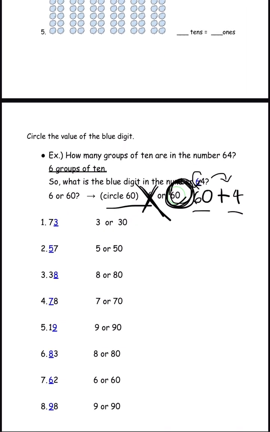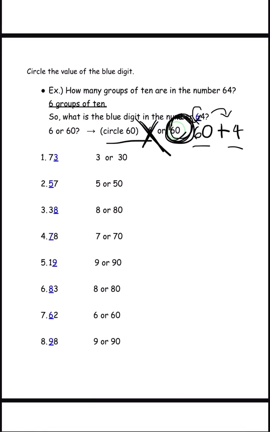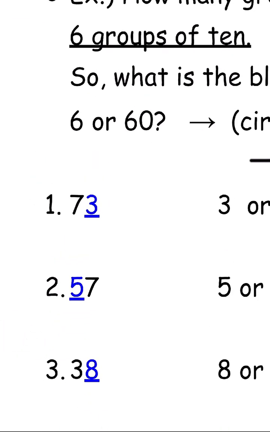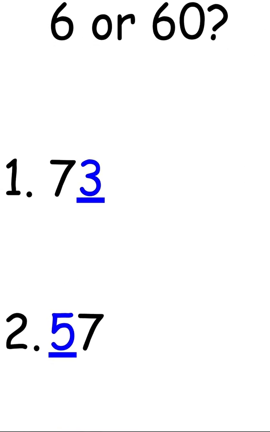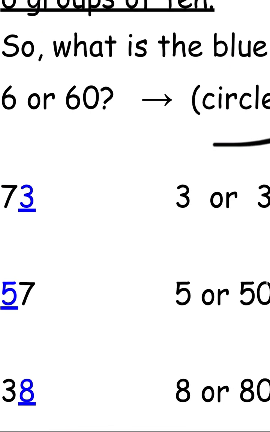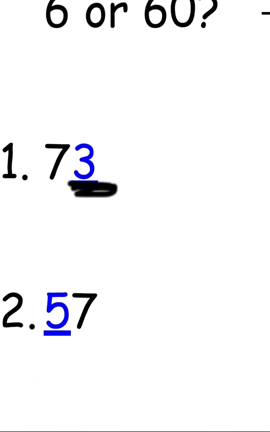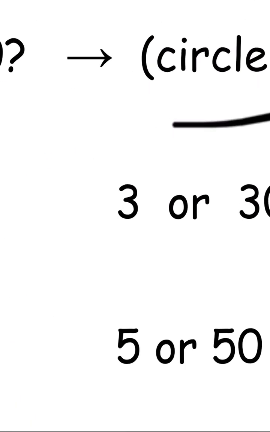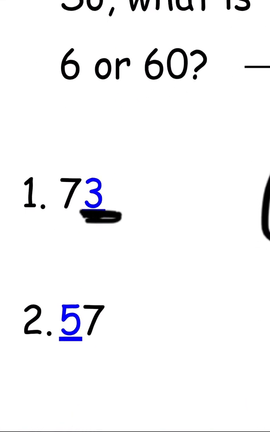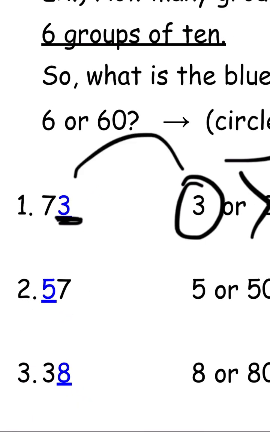Okay. Let's look at number 1. So if you look at number 1, where's 3? Which place is it on? 3 is on the first place, not the tens place value, right? So it's on the first place value, so it's going to be 3, not 30. So it's on the first, so it's going to be 3.